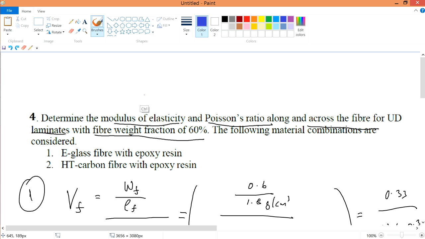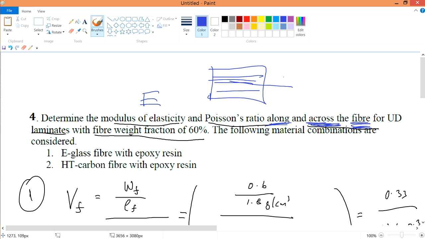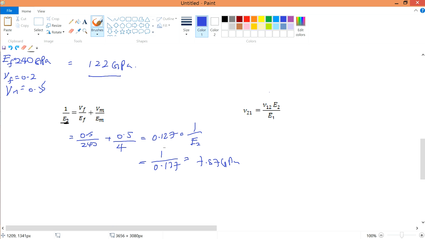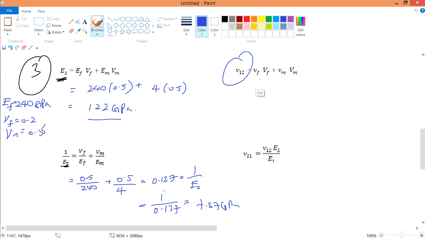The modulus of elasticity E along and across the fiber. So matrix, fiber, along is this one, E1, across is E2. So we have found the values of them. It's pretty straightforward already. Hopefully this is pretty clear. And therefore your Poisson ratio 1, 2. This 1, 2 is your major Poisson ratio. Please take note, major. I've explained to you in the previous parts already.